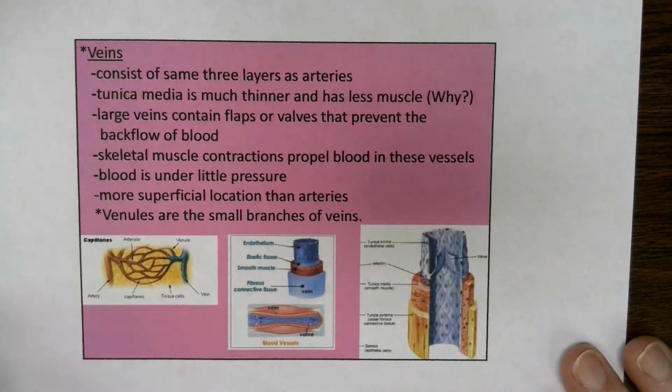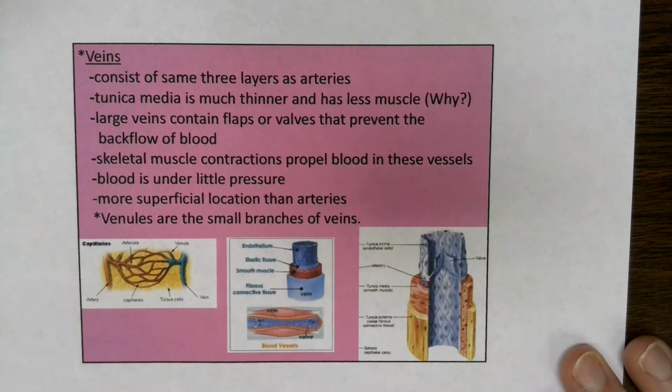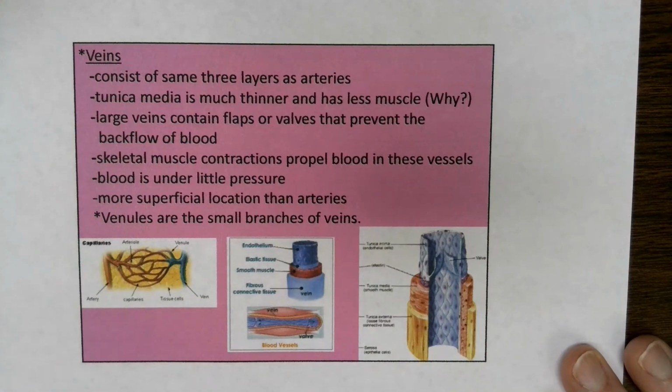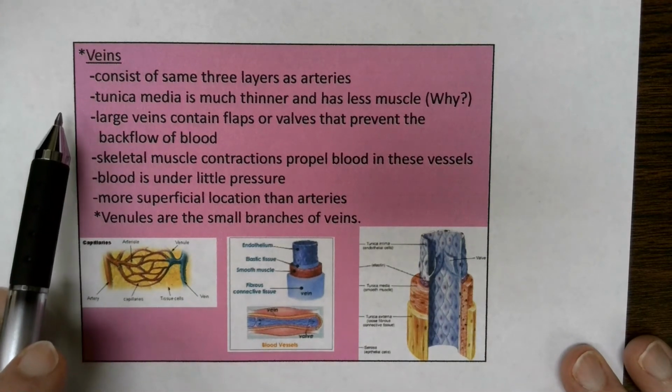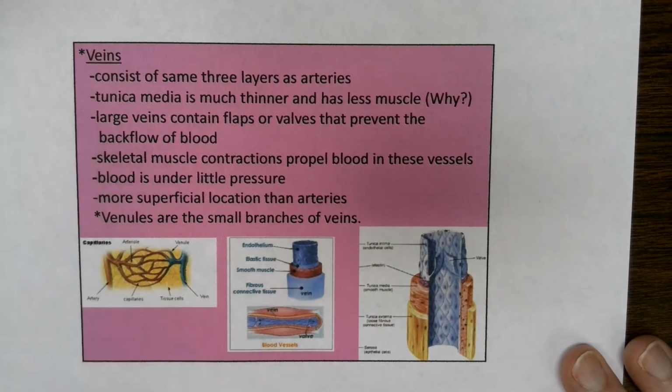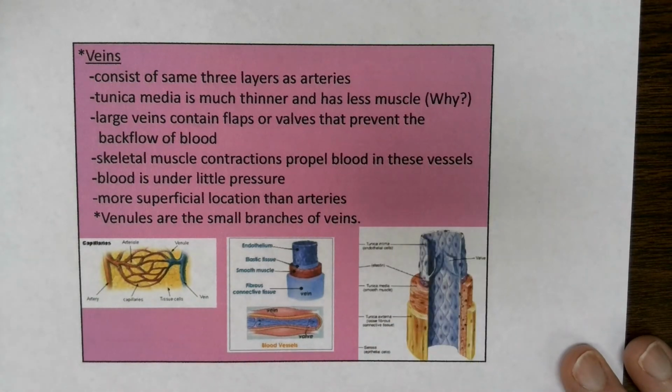All right, so then veins are going to consist of the same 3 layers that an artery consists of: the tunica interna, the tunica media, and the tunica externa. But the tunica media is a lot thinner than it is in arteries and has less muscle. And I know there's a question there, but the reason for that is that in the venous return system, the blood's under low pressure.